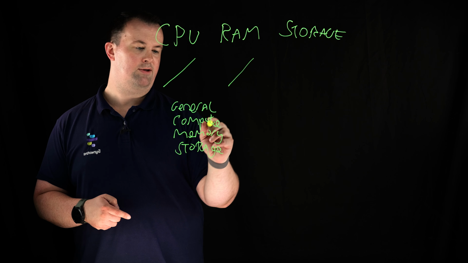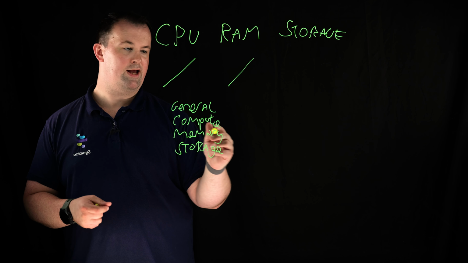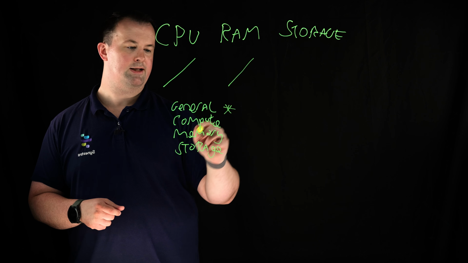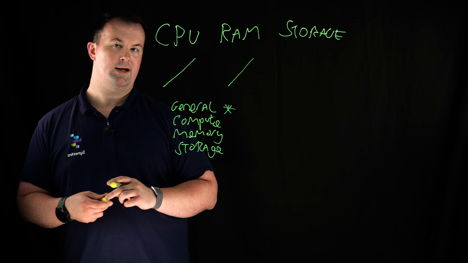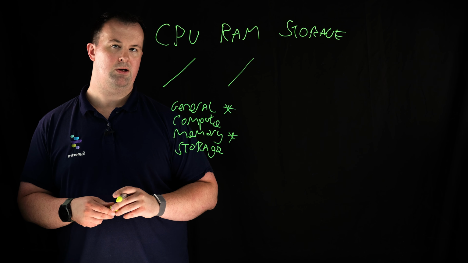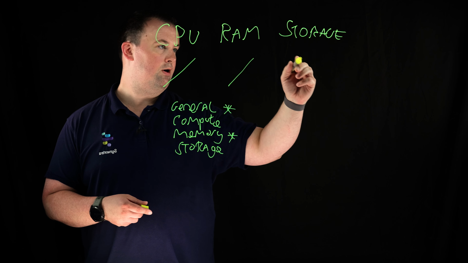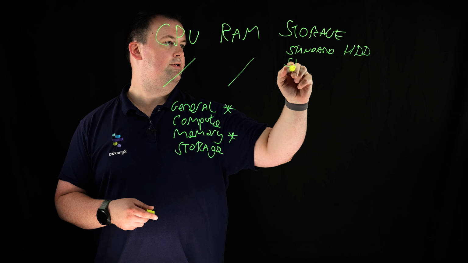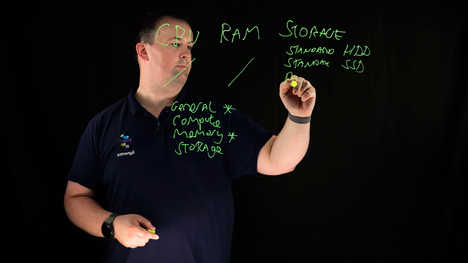So for the majority of customer deployments for generalist VMs, we're typically going to go in the general category of VM. For things like SQL, we might start to get into memory-specific SKUs where there's a higher ratio of memory to CPU cores. Now, when it comes to storage, you've got standard HDD, standard SSD, and also premium SSD.